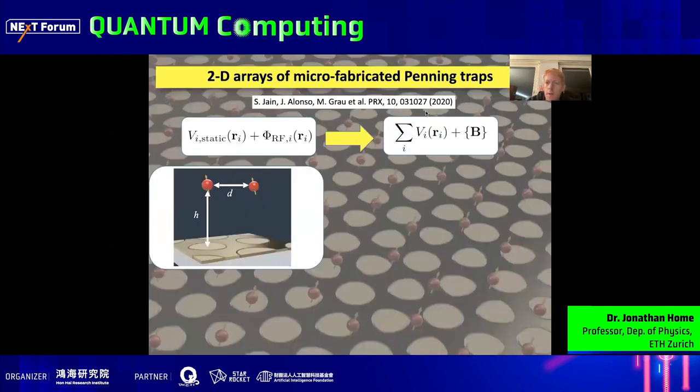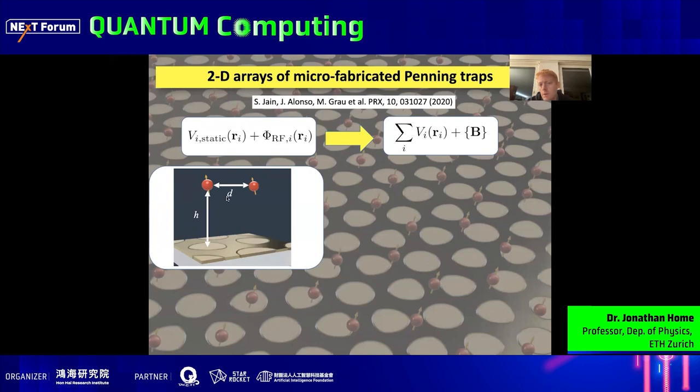And that's where we come to another theme of my group, which is today to pursue microfabricated Penning traps. The principal idea there is to take a situation where you have static and radio frequency potentials and replace it by a situation where you have an array of static potentials, each of which traps a single ion, but the 3D confinement is provided by a homogeneous externally applied magnetic field. So no dynamic fields here in order to trap the ions.